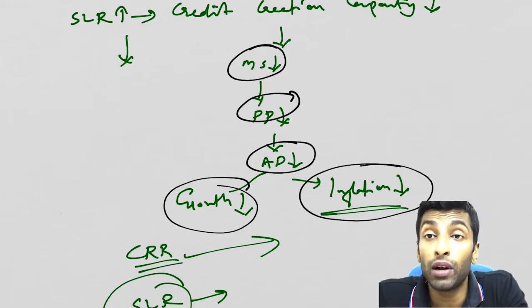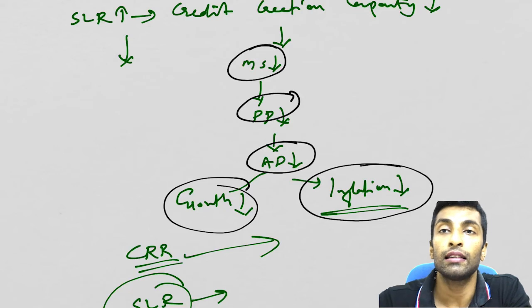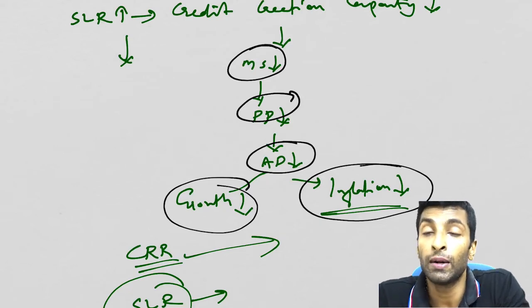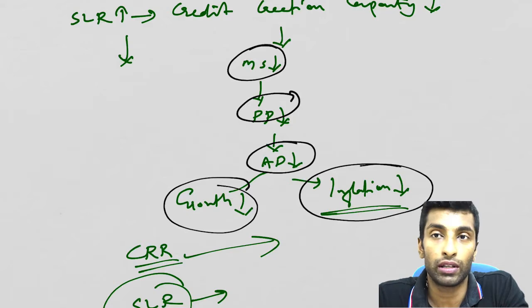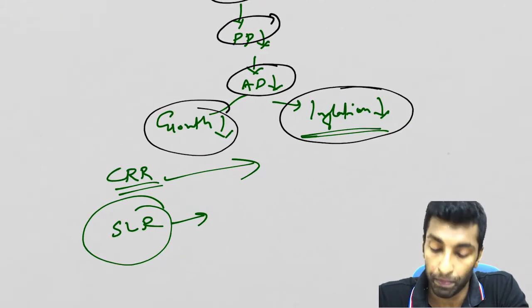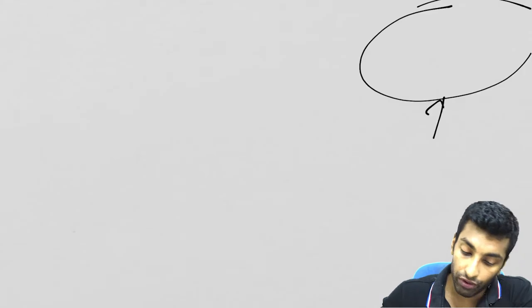came down. Now to stimulate growth, if that is the objective, then what RBI has to do? Decrease the SLR. So it depends on the objective, whether to boost the growth or to control the inflation, but the priority is given to inflation. So now we will discuss about bank rate.